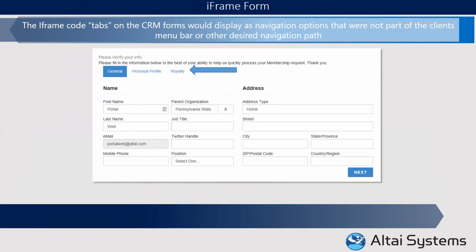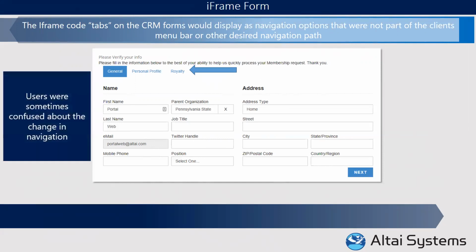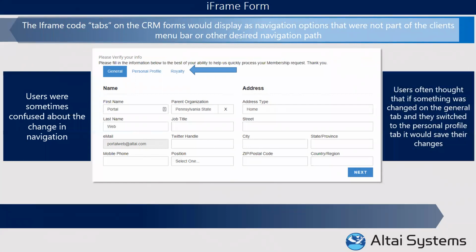And those were displayed as navigation options that were not part of your menu bar, or any other desired navigation path. And this caused problems for some of the members. Users were often confused about the change in navigation, where they should go. Users also thought that if they made an update or changed something on, let's say, the general tab, and then they clicked directly over to the personal profile tab, it would save the changes. Now, that was not necessarily the case.